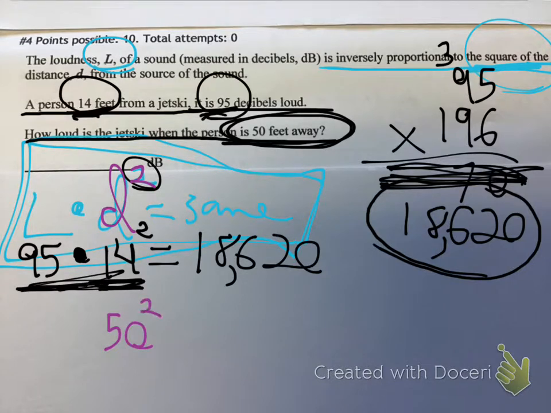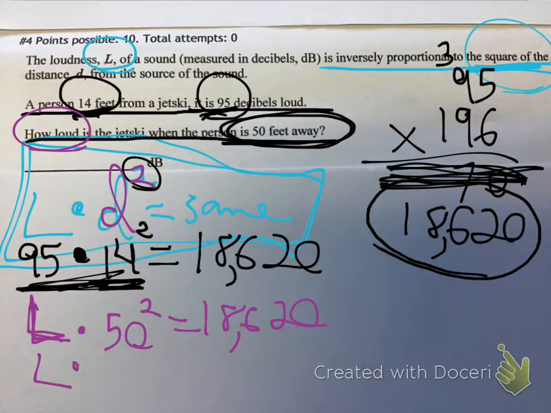So now you have 50 squared times some loudness that we got to figure out, because we're trying to figure out how loud is it, equals still all the time 18,620 now that we figured that out. And now we just kind of figure them out, and solve out for loudness. And so 50 times 50 is 2500, 2500 times some loudness equals 18,620. And then we'll just divide out the 2500 and you get yourself something.